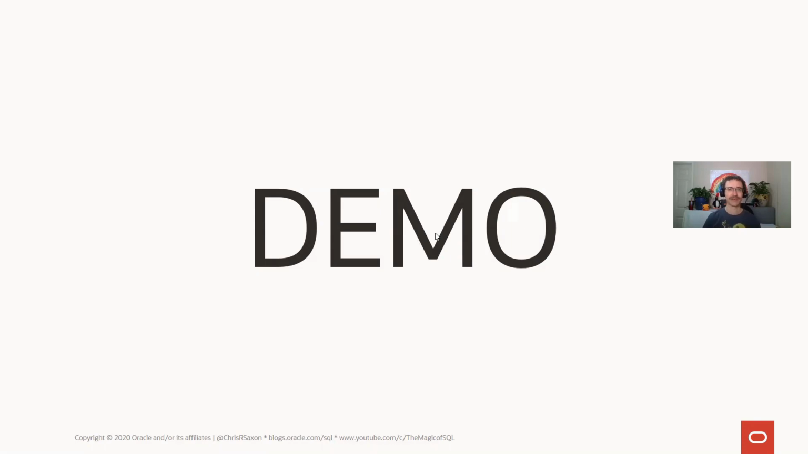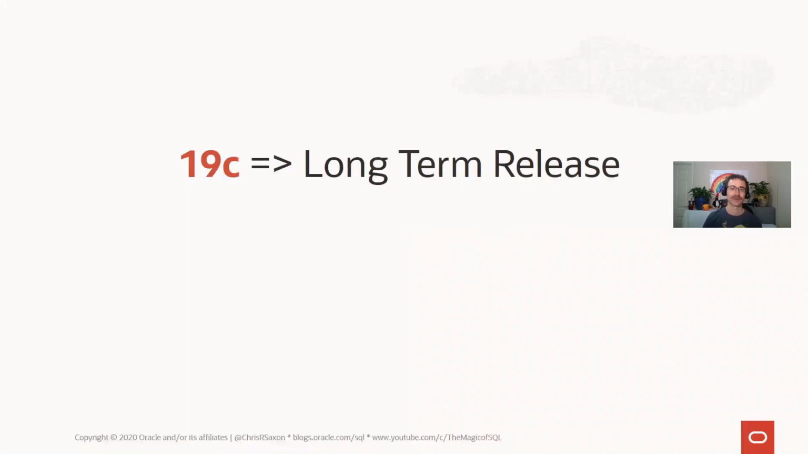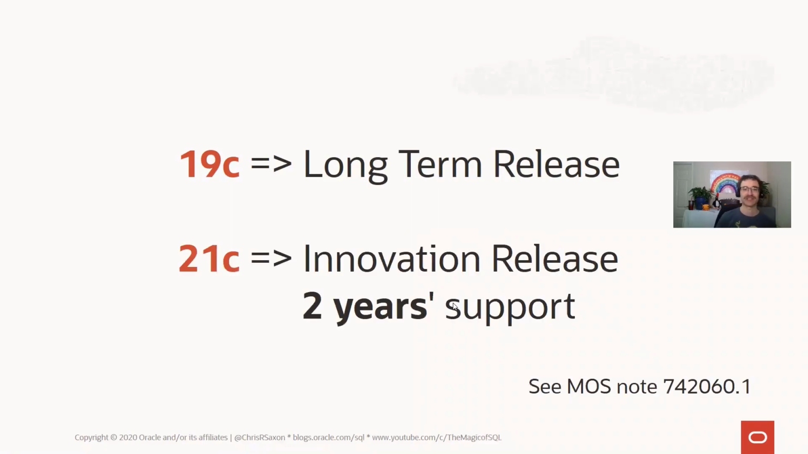Next, some of you may have seen that we're calling 21c an innovation release, and you might be puzzling a little bit over what exactly innovation means. So just to show you where we stand at the moment: 19c is our current long-term release, and our next release after this is 21c, which is our innovation release. Now, at this point, some of you might be thinking, well, hang on, 19 to 21? What happened to 20c? Where's 20c? Wasn't that supposed to be in the middle of them?